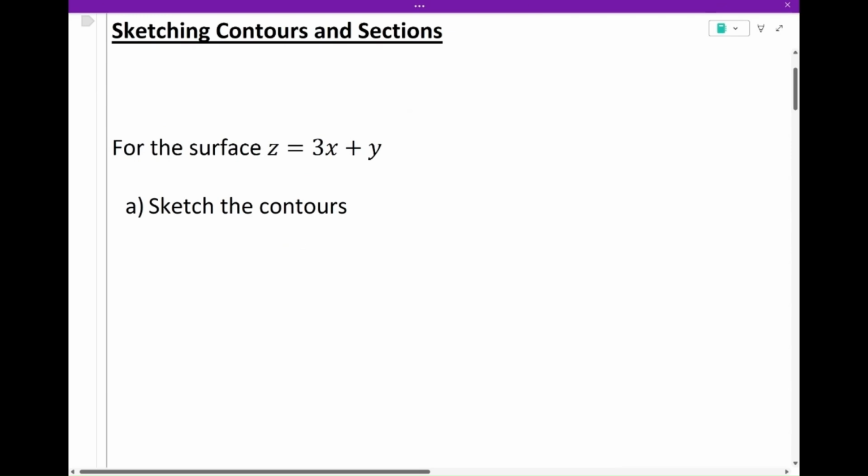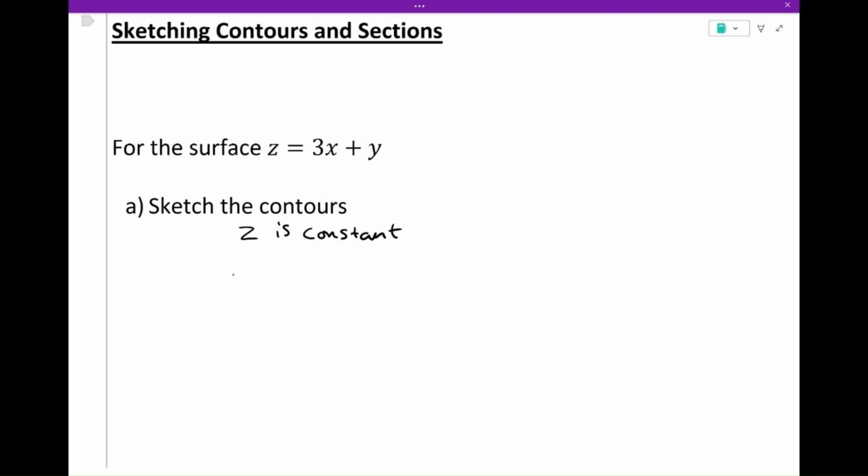In this video, we're going to look at sketching contours and sections. So we have a surface equation here, z is equal to 3x plus y, and we need to sketch the contours. That is when z is constant. Now we haven't been given a specific value for z, so in this instance, we're just going to have to start by setting z equal to c, where c is some constant.